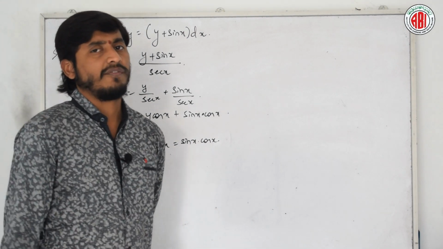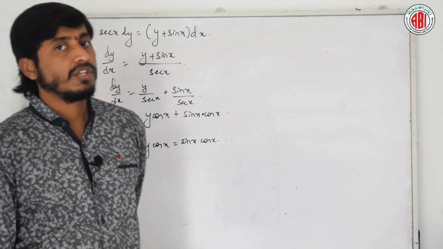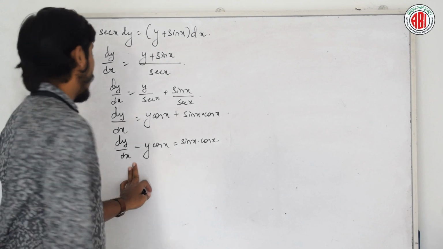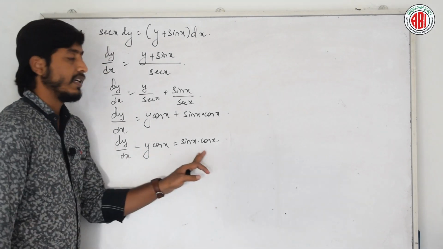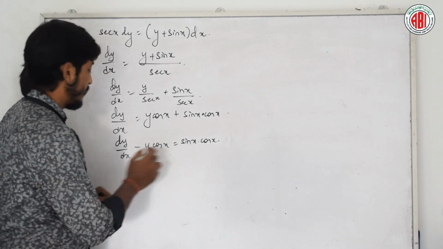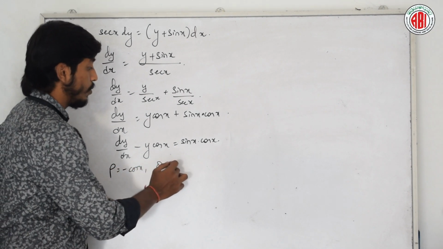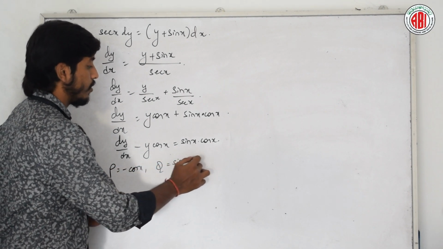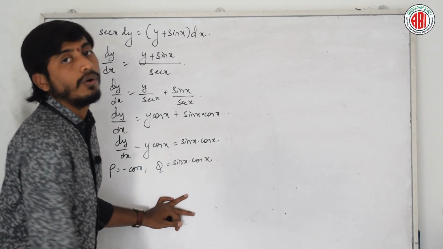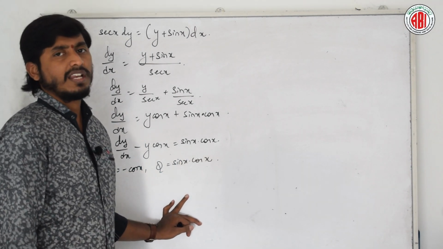Is it in the standard form? Yes, right. So this is in the form of dy by dx plus py is equal to q. What is p here? P is minus cos x. What is q? Sin x into cos x. Yes, that's fine. So what shall we do now?